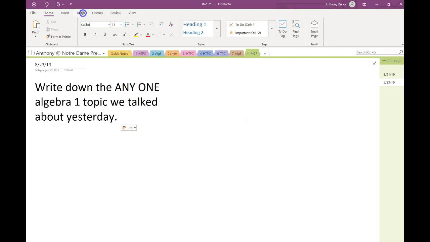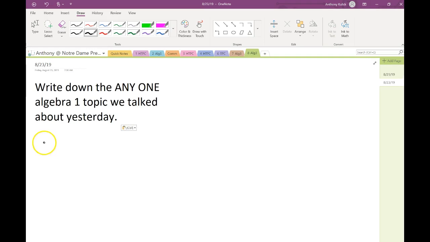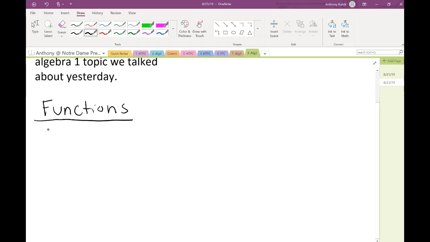We're going to be talking about functions. And in order to talk about functions, we need to define a few things first. So the first thing we're going to define is something called a set.